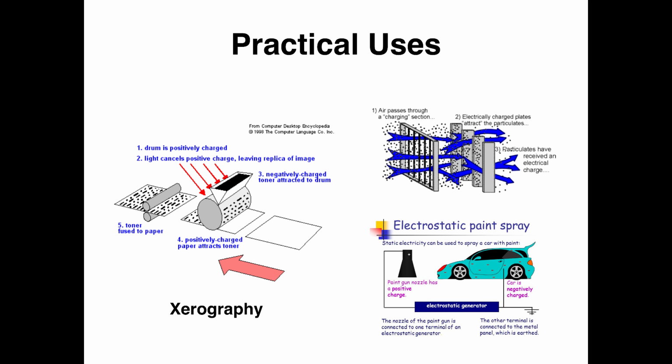And then the third is in certain types of paint. When they paint cars, they will negatively charge the car and positively charge the paint gun, which positively charges the paint. And so that causes the paint to stick much more accurately to where you're spraying it. And they will use that to paint cars.